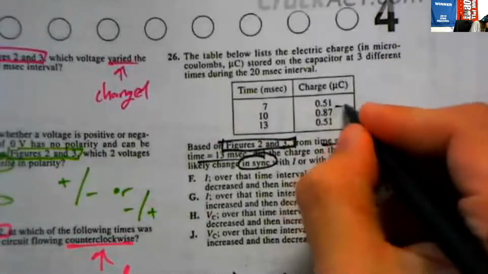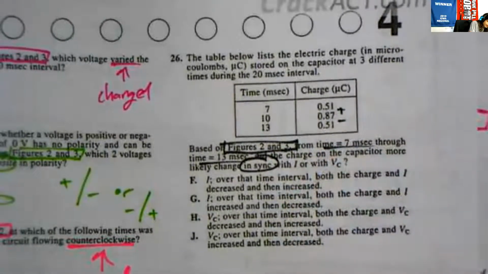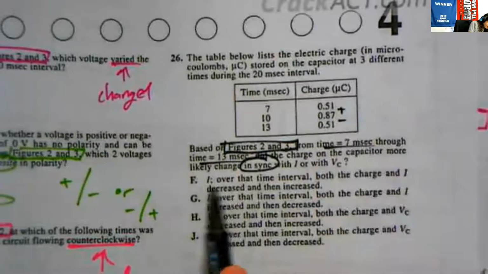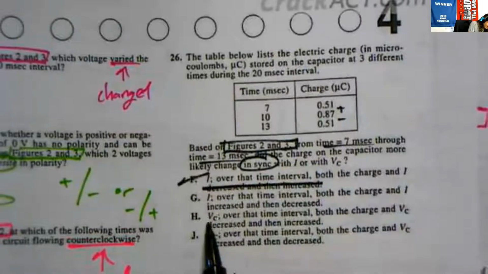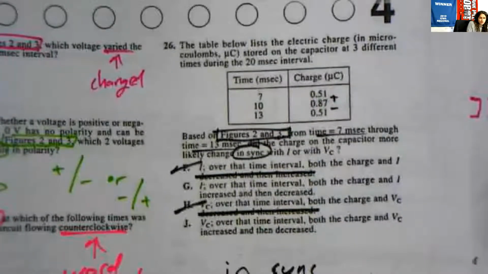So what do I see up here? Charge goes up, charge goes down. All right, so increased then decreased. You can cross out F and H right away because we know it needs to be increased then decreased. Did it do this better with I or VC? Well, let's go look at that.